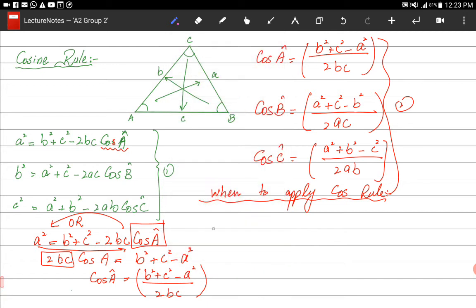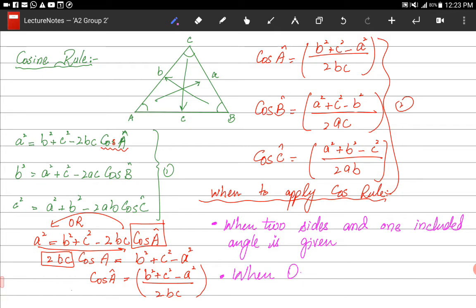Number one, the first situation we'll discuss is where we couldn't apply the sine rule. So the sine rule fails at two sides and an included angle. So you would say when two sides and one included angle is given, we can apply the cos rule. And secondly, when we have only three sides given, we can apply the cos rule. Okay.